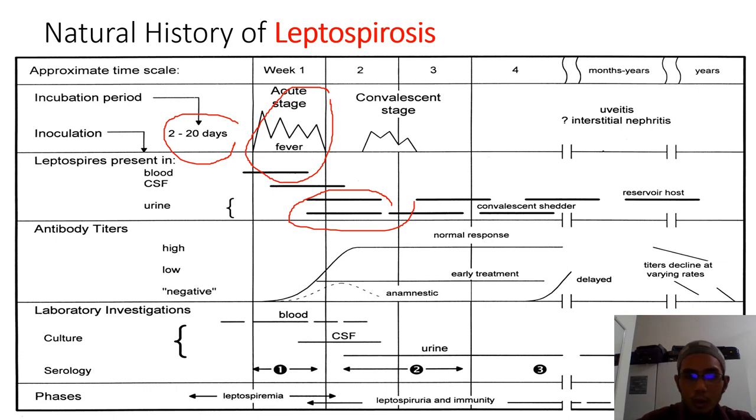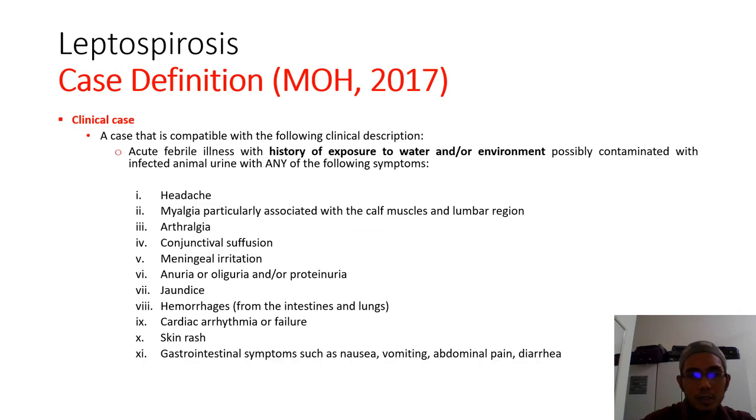But from 10 days onwards, usually you cannot find the Leptospira pathogen in the blood. You need to take urine. We can send it for culture. But for antibody titers, it is according to IgM or IgG serology, and of course you need to confirm it using MAT for leptospirosis.